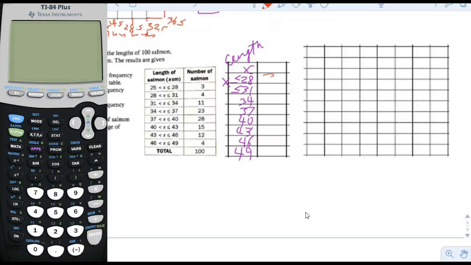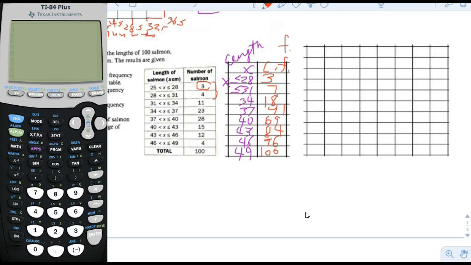So the first frequency is really easy, right? It's 3, just like in this one is 3. But the cumulative frequency for the second one, we have to add 3 plus 4, right? We have to add the first 2. And the next one, we add the first 3, so that would be 18. And so on. And then you can start using your calculator. 3, 7, 18, 41, 69, 84, 96, and 100.